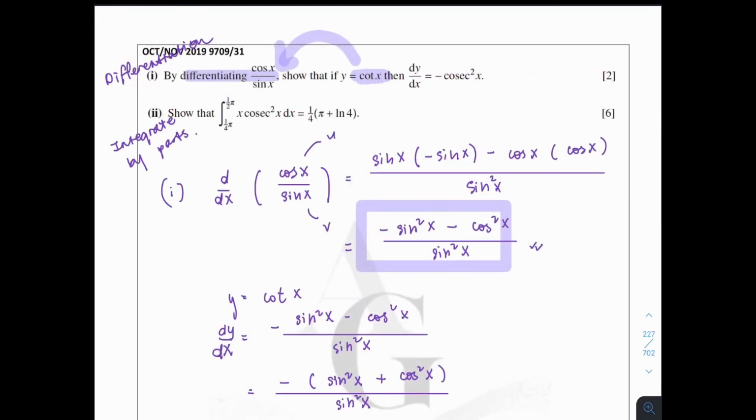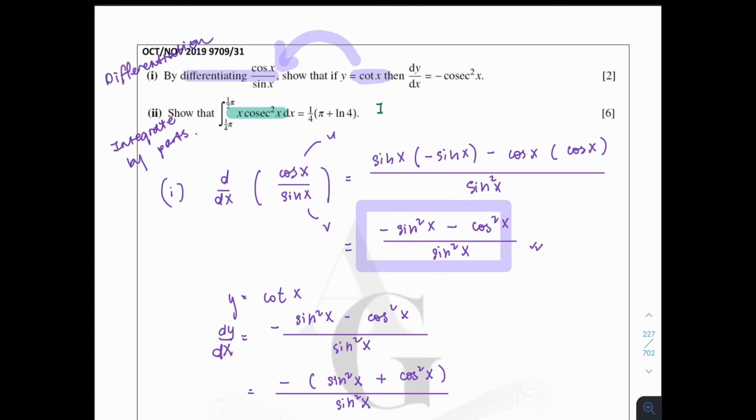For part 2, you are asked to show that this integration is equal to 1 over 4 bracket pi plus ln 4. So take note here, x multiplied with cosecant square x is actually a product, which means we have to integrate this expression by using integration by parts. Before we can do the integration by parts, we have to arrange this product in the correct order.